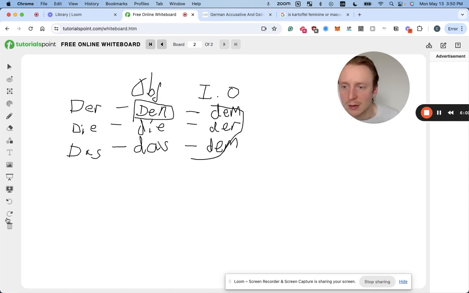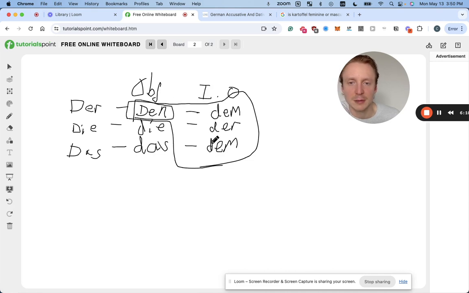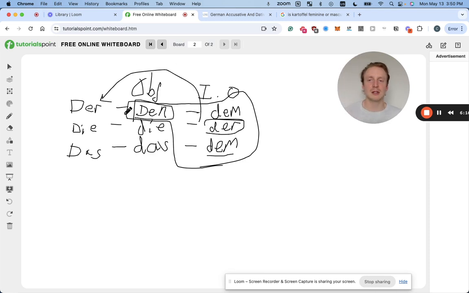Oh, that's so ugly. These are the only ones that change. And it's fairly simple because two of them are the same. This one you've already seen, just in a different form. So that's all you really need to know, right? So I'll give you one more example.